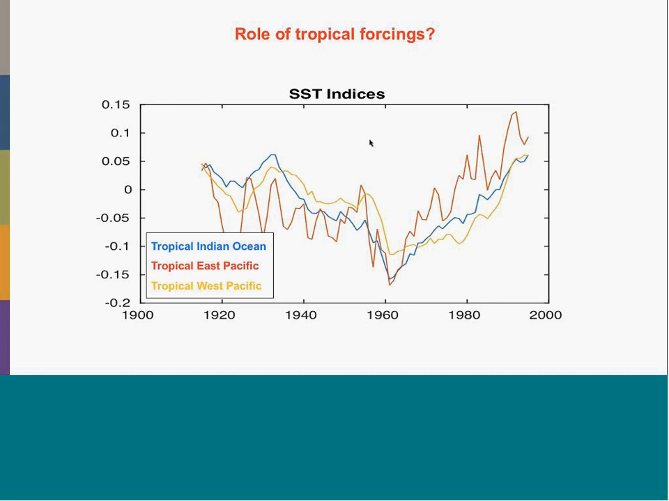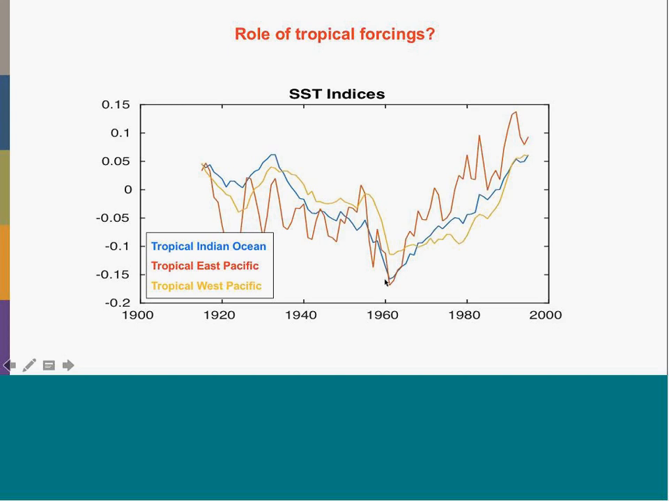And here is an example of a few SST indices. In blue, it's from the tropical Indian Ocean, filtered similarly as before, with a 30-year moving window. The red is the tropical East Pacific, and the yellow color is the tropical West Pacific. And all of these tropical oceanic basins seem to agree on having quite an abrupt cooling around the middle of the century, and then a strong warming going from there.